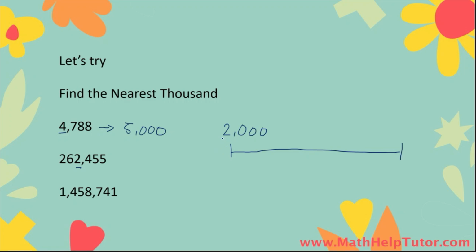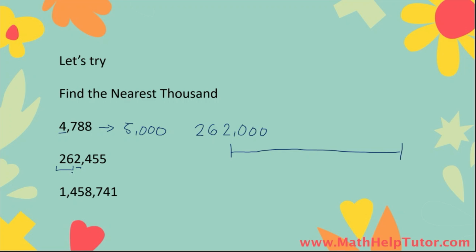And since our number is not just 2,000, it's far greater than 2,000, what we do is we consider the places that come before the place that we are rounding. So let us include the digits 2 and 6. We are considering the 10,000s place and the 100,000s place. So now we know that the current thousands place of our number is 262,000.